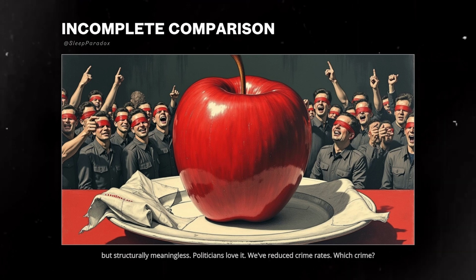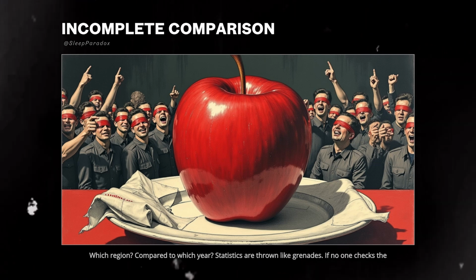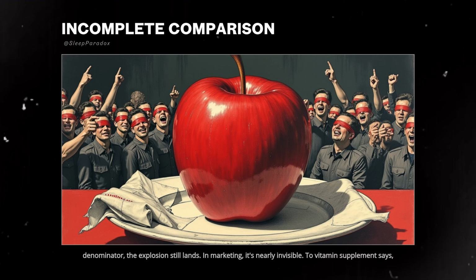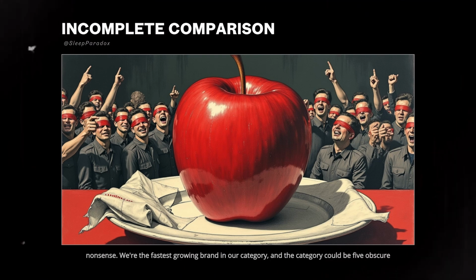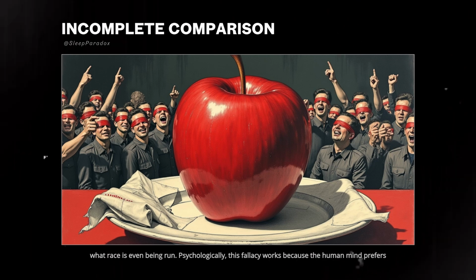Politicians love it. We've reduced crime rates. Which crime? Which region? Compared to which year? Statistics are thrown like grenades. If no one checks the denominator, the explosion still lands. In marketing, it's nearly invisible. A vitamin supplement says, delivers better results. Better than what? A placebo? A competitor? Tap water? Sometimes it's literal nonsense. We're the fastest growing brand in our category, and the category could be 5 obscure products in a market no one tracks. But the audience sees fastest and doesn't think to ask, what race is even being run?